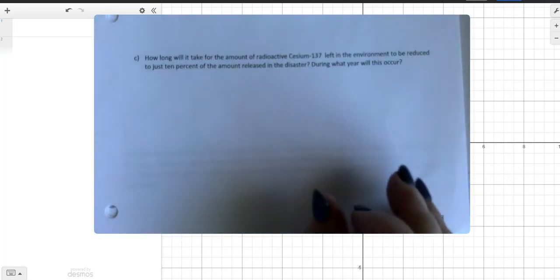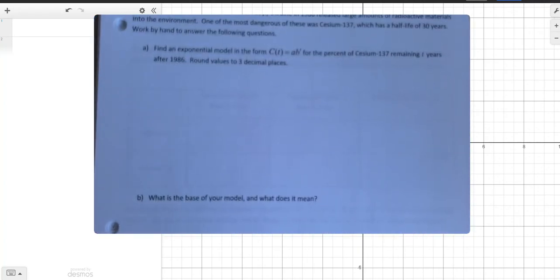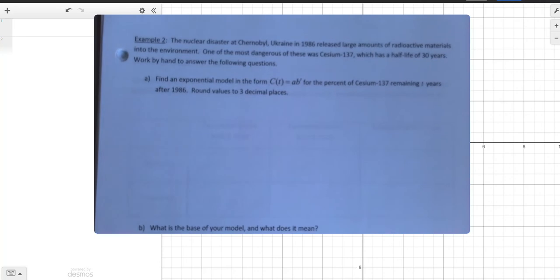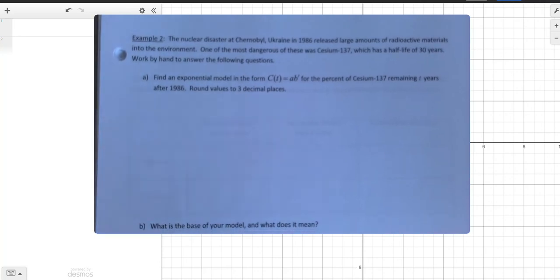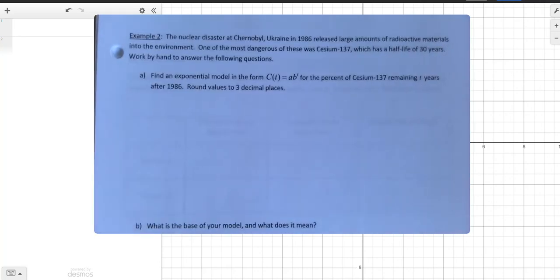All right, let's try another example here. You may remember our doubling and half-life type problems. This is one of those, so we'll get a chance to review the setup of that, and then again to apply some of our newer skills. So we have a nuclear disaster. Probably remember this occurred in Ukraine, in Chernobyl, 1986, and a lot of radioactive materials were released into the environment.